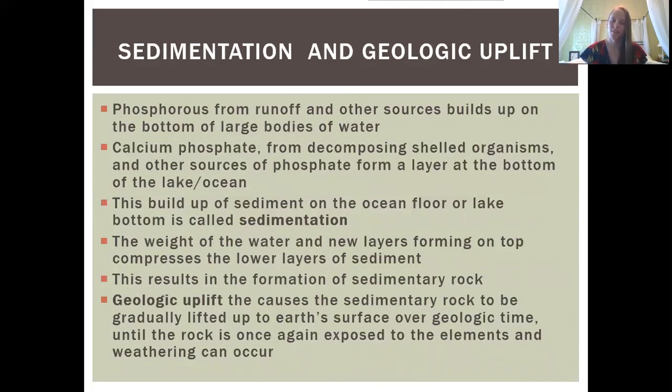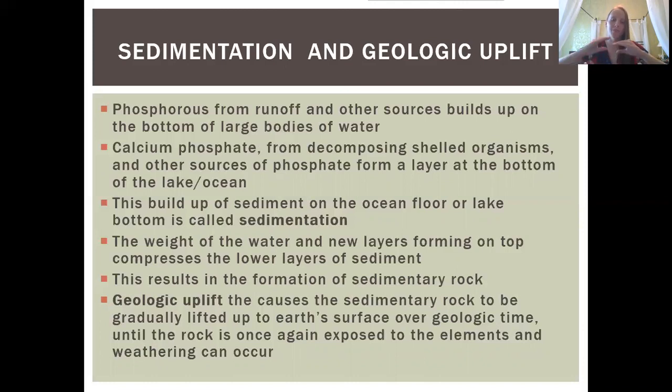Phosphorus from runoff and other sources can then build up on the bottom of large bodies of water. Calcium phosphate from decomposing shelled organisms can also then form a layer on the bottom of the lake or the ocean, and that buildup of sediment, whether it be phosphorus from shells or from soil that has run off into a larger body of water, all of that builds up on the bottom of the lake or ocean through the process of sedimentation.